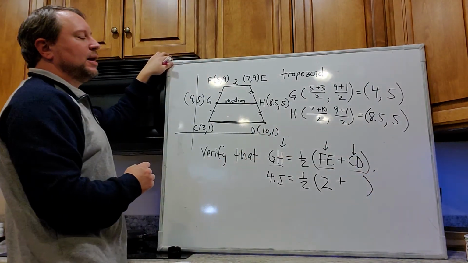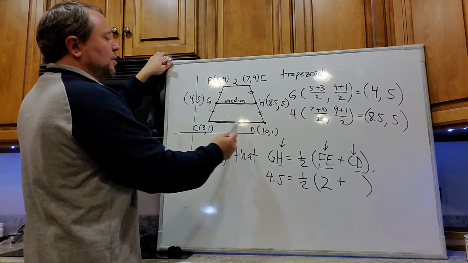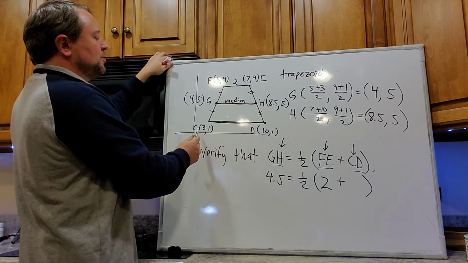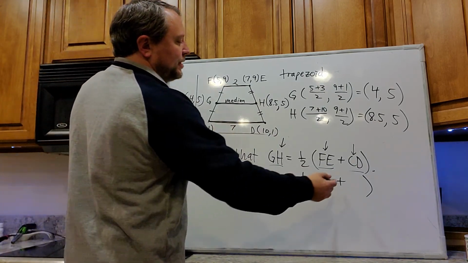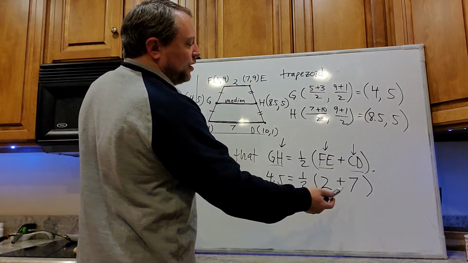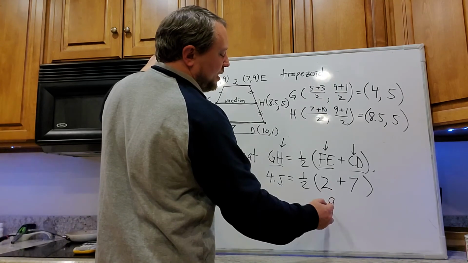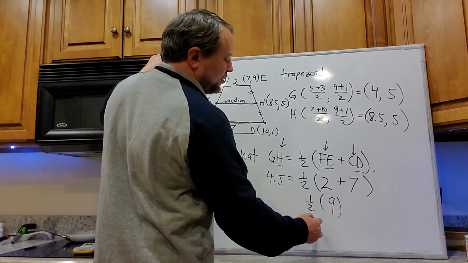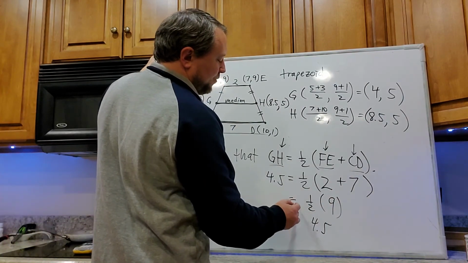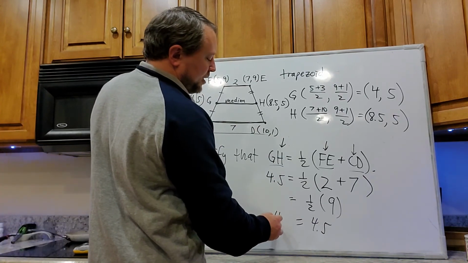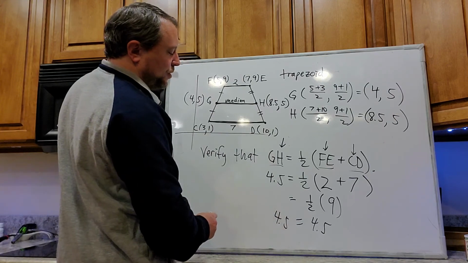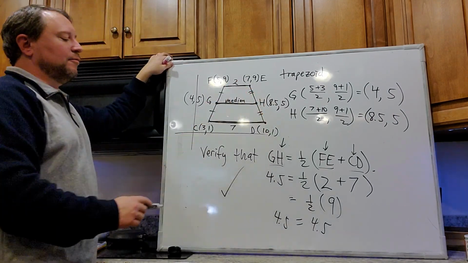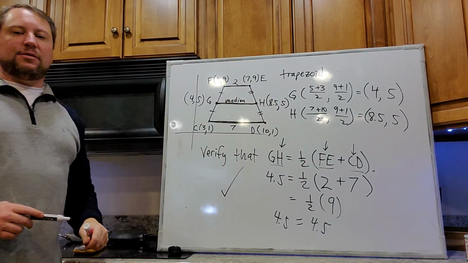Now all we need to do is find CD. 3, 1, 10, 1. The 1 stays the same, so it's really just going from 3 to 10. That would be a length of 7. And what do you know? 2 plus 7 is 9. Half of 9 is 4.5. Oh, see, it checks. If you bring that down, 4.5 does in fact equal 4.5. So we have verified that it works.